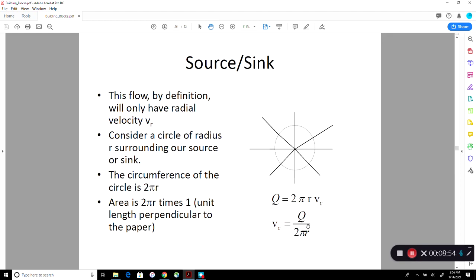Once you have the radial component of velocity, by the way, there's no tangential component of velocity. V theta is 0. Nothing is pointing in the azimuthal direction or the swirling direction. That means if you take the circulation around this contour, ds is pointing this way, V is pointing this way, so they are perpendicular to each other. So circulation around a source or a sink is 0.